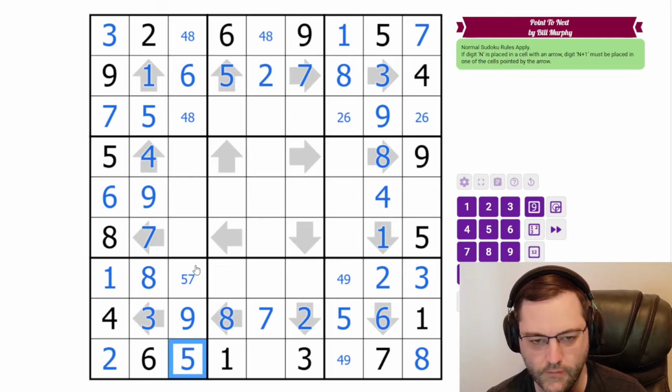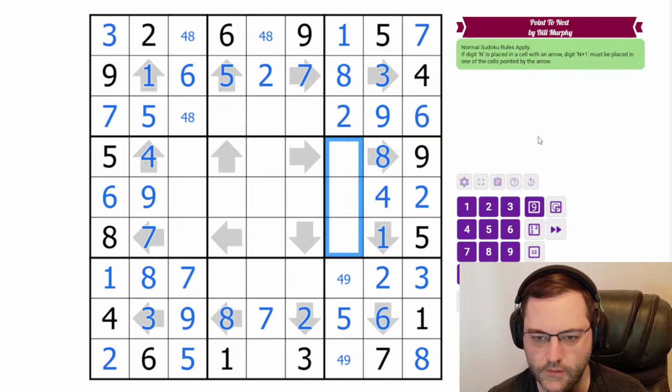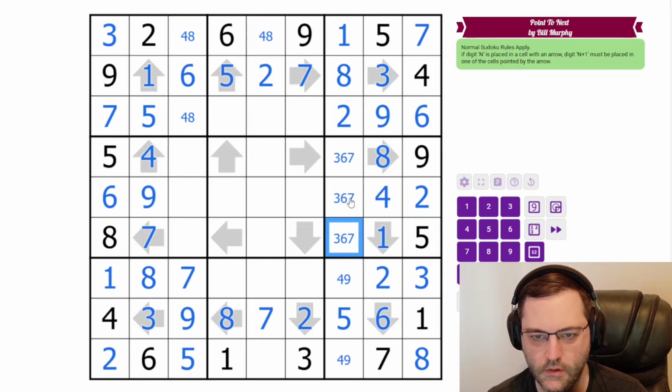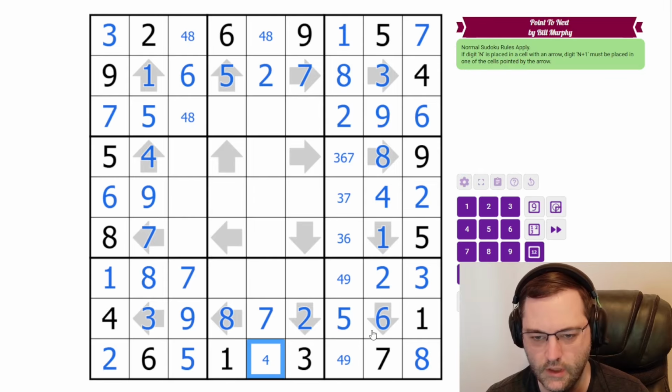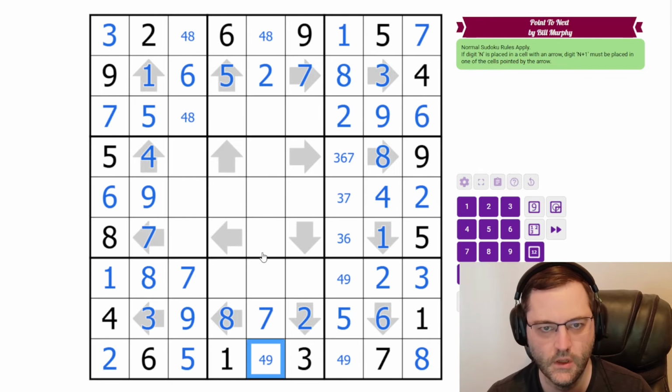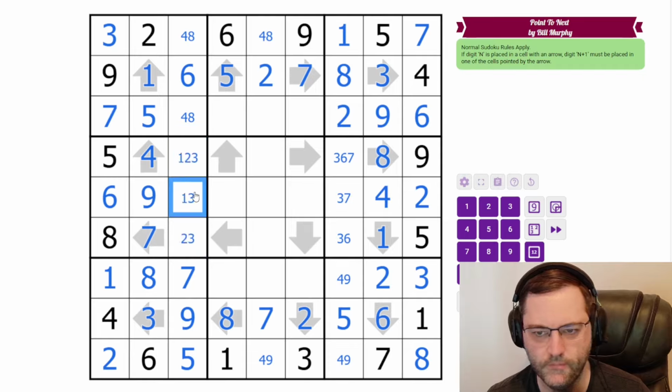The 7 there resolved to 5 and 7. And this is 2 or 6, which is resolved by this 6. It's going to give us 3, 6, 7. Which we can clean up just a little bit. This is 4 or 9, which we can't do yet. Alright, let's look at the arrows, I guess. Well, we can fill these in. These are 1, 2, 3.